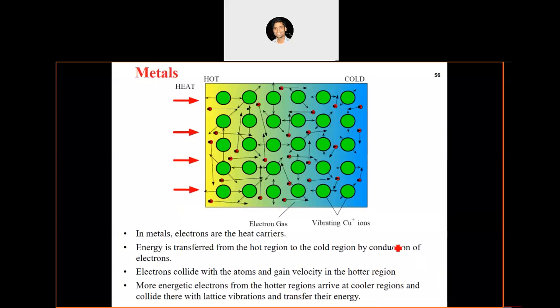So first, let us discuss how thermal conduction happens in metals. In metals, we know that there are a lot of free electrons. Electrons are charge carriers, and when we look at thermal conductivity, electrons are also the heat carriers. How do they become heat carriers? Actually, electrons are moving around in the crystal. In a metal, there is an electron cloud, and electrons are moving freely in the crystal.